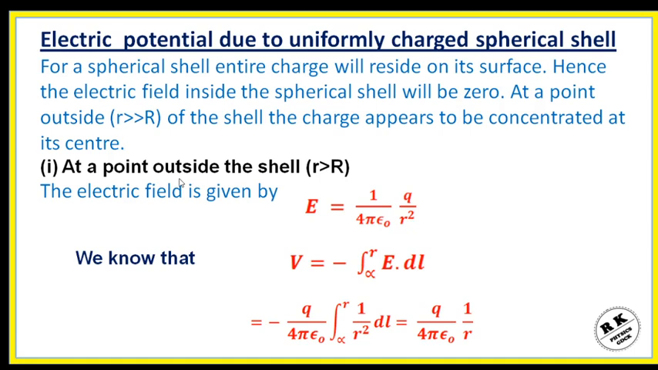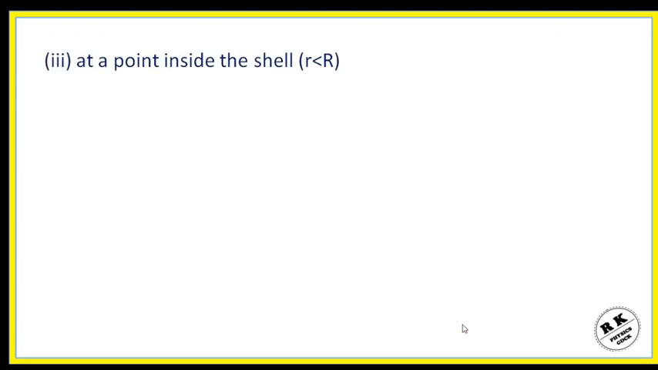Okay. Now let us look into the inside of the shell. Even on the surface, again I am repeating, the same derivation will continue. Only the change is, instead of small r here, we take capital R. Then the final expression becomes q by 4 pi epsilon naught times 1 by capital R. Now next one, that is inside. We know that for a shell, the electric field is 0 inside the shell.